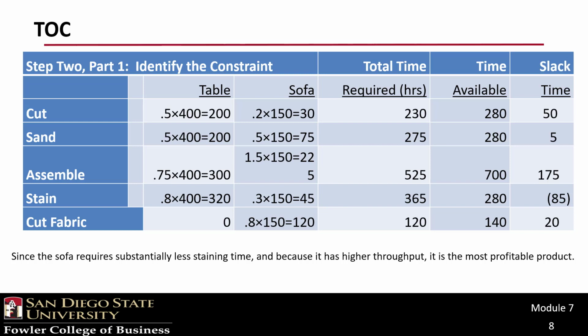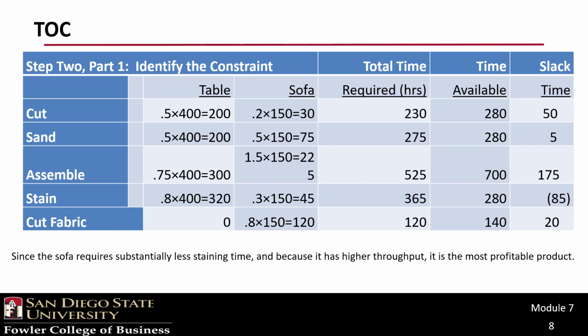So first we start with cut, right? So I calculate that if I have demand for 400 times half an hour, that's 200 hours I need for the table. I need 0.2 hours for the sofa times the output of 150, so I need 30 hours for the sofa. So my required hours for people to cut labor is 230. I have 280 available, so I have slack time in that area of 50 hours.